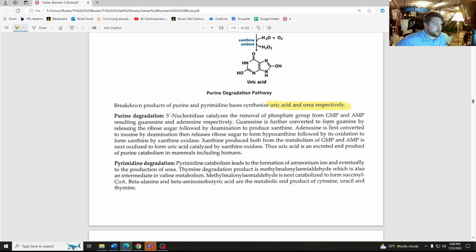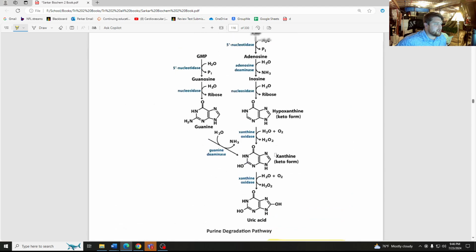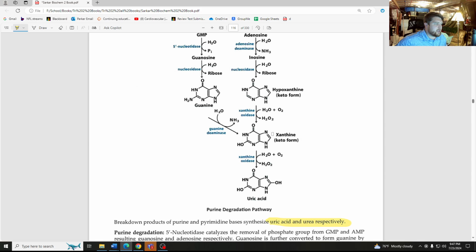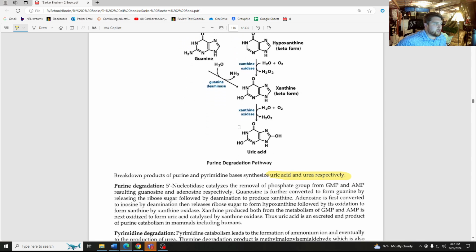Guanosine is further converted to form guanine by releasing the ribose sugar, followed by deamination to produce xanthine. Adenosine is converted to inosine by deamination, then releases ribose sugar to form hypoxanthine, followed by its oxidation to form xanthine by xanthine oxidase. You can follow this whole process here: AMP to adenosine, inosine, hypoxanthine, and they both go to form xanthine, and then go to uric acid.